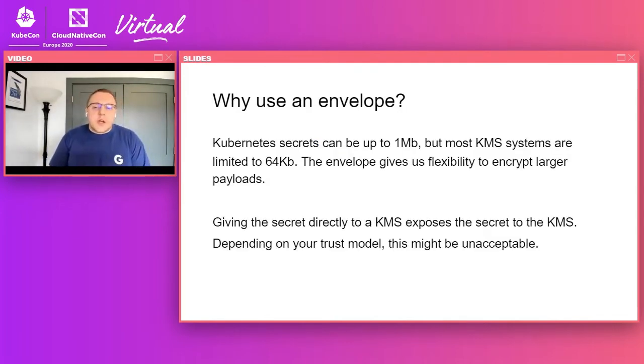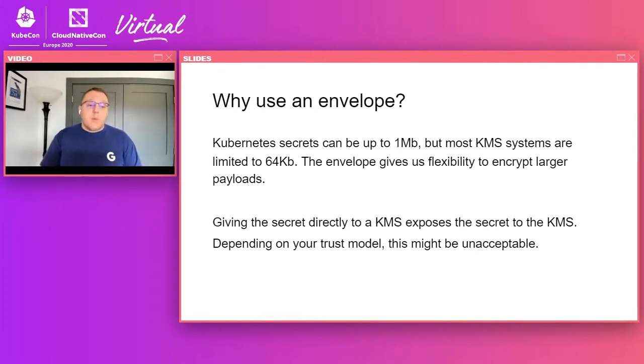You might be asking yourself, why even use JWE at all? Why not just use a key management service directly to encrypt and decrypt this data? Well, there's two main reasons. The first, and a little bit more practical, is that Kubernetes secrets can be up to 1 megabyte in size, but most key management systems restrict data to 64 kilobytes in size. So by talking directly to the KMS, we would be severely limiting the size of Kubernetes secrets objects.